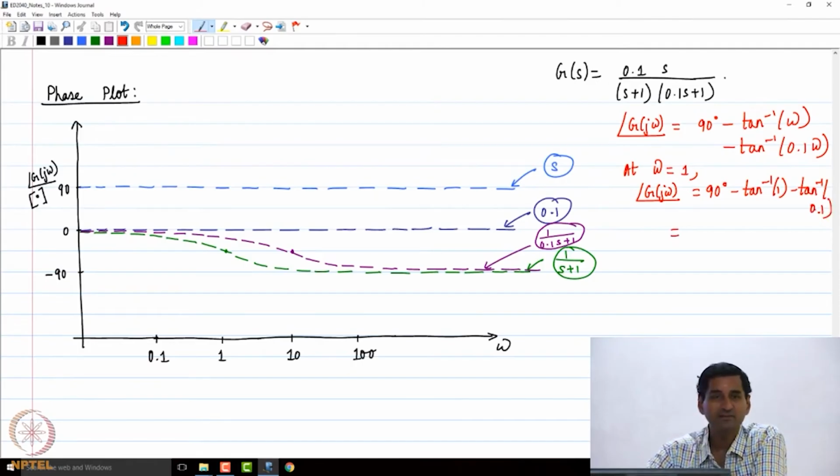So what is the value? Can you calculate and tell me? Of course tan inverse of 1 is 45. What is tan inverse of 0.1?